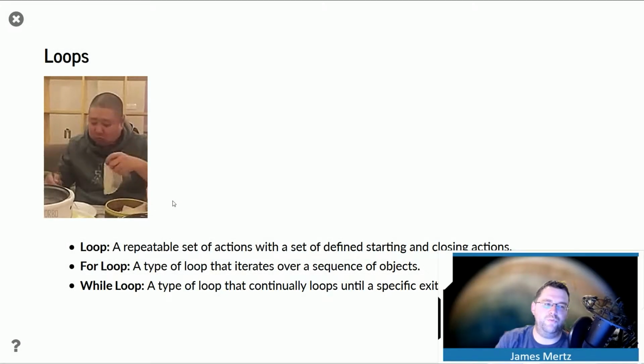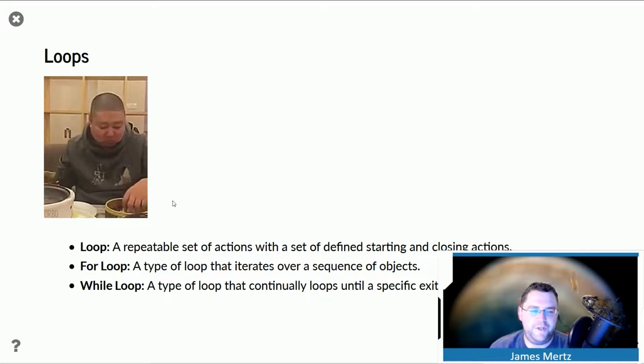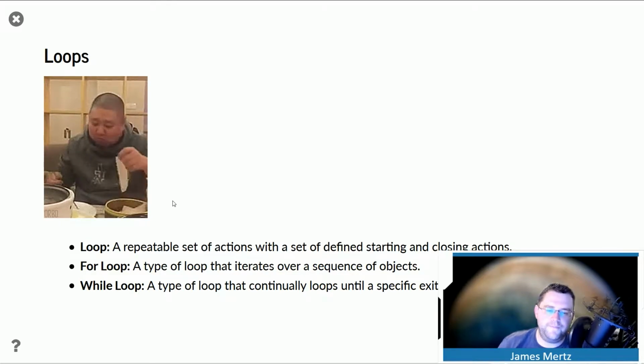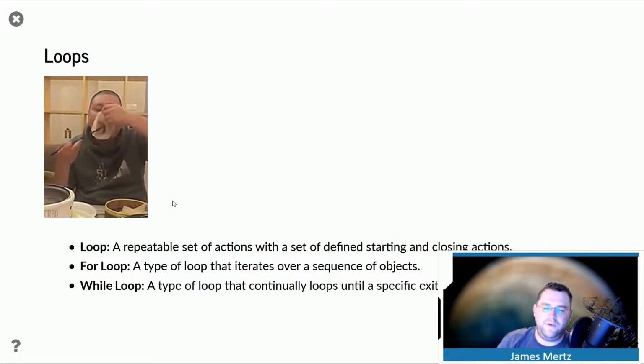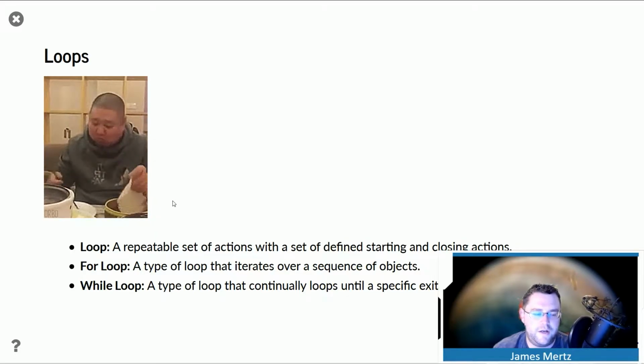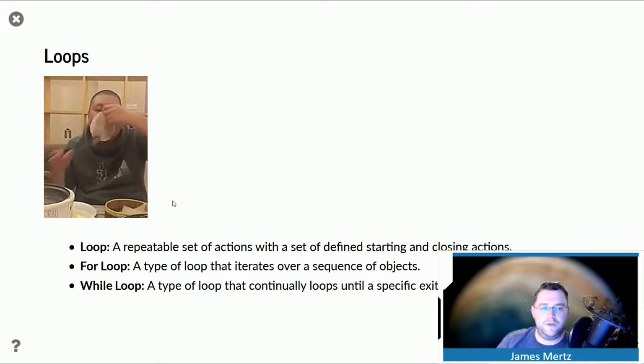What exactly is a loop? Well, you can think of a loop almost like an infinitely looping GIF, right? So an action happens, and it happens over and over and over again. Well, a loop is essentially that. It's a set of actions with a set defined starting and closing actions. The starting and closing actions doesn't necessarily mean that it has to have a stop. Right? So the closing action could actually be run forever. You never stop. And so you kind of have to think about that.